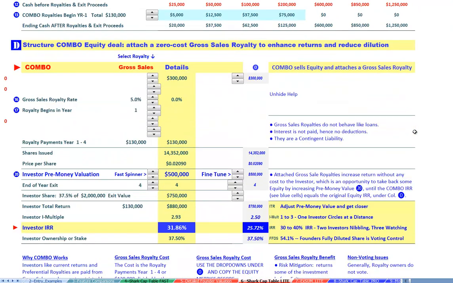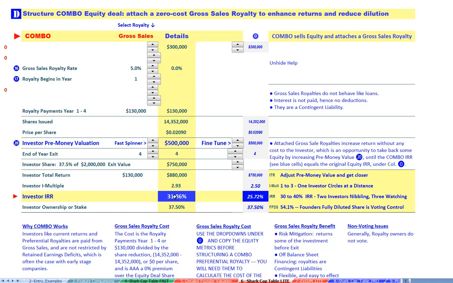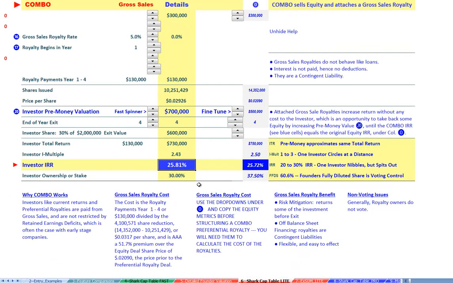Now let's scroll down and let's try something. We could increase the return and just let it go at that, or we could say, well, let's increase the pre-money value and move the internal rate of return down to about this number right here. So by increasing the pre-money value by $200,000, we have equated essentially the internal rates of return without the effect of the royalty. Now look what happened. We picked up 7.5 percentage points of equity, and the internal rate of return is the same, so the investor should be happy.